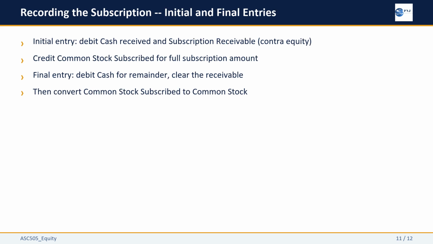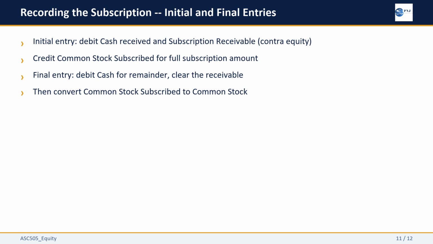Let us trace the full journal entry sequence for a subscription of $100,000 where 50% is paid up front. Initial entry: debit cash for $50,000, debit subscription receivable labeled as contra equity for $50,000, and credit common stock subscribed for $100,000. The receivable sits on the equity side as a negative.